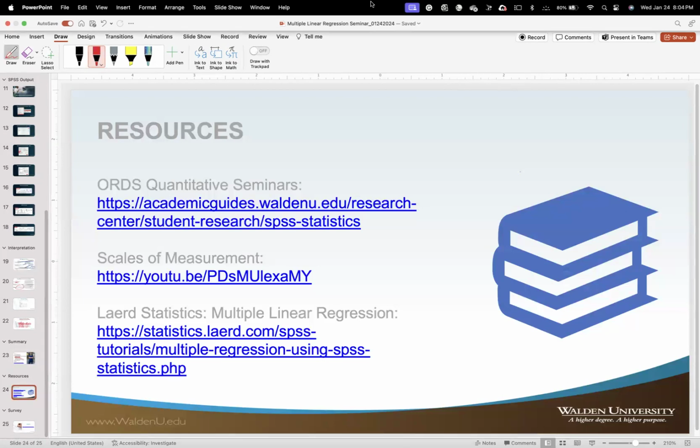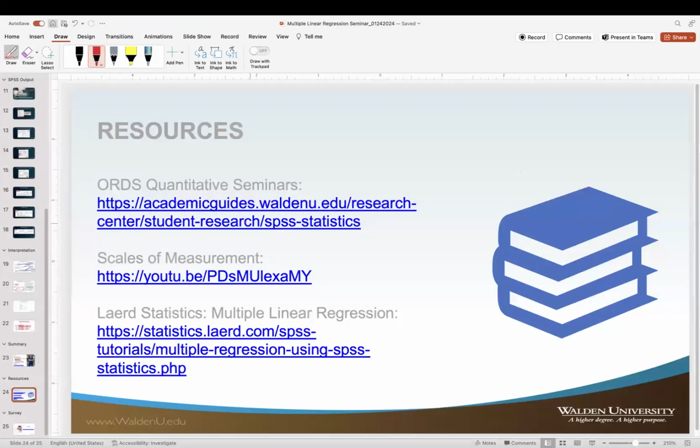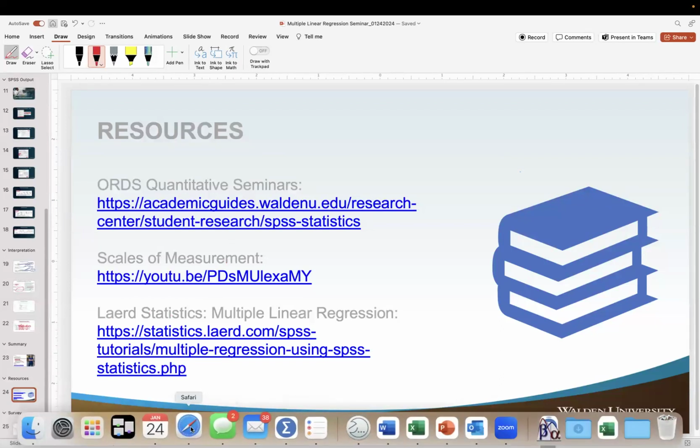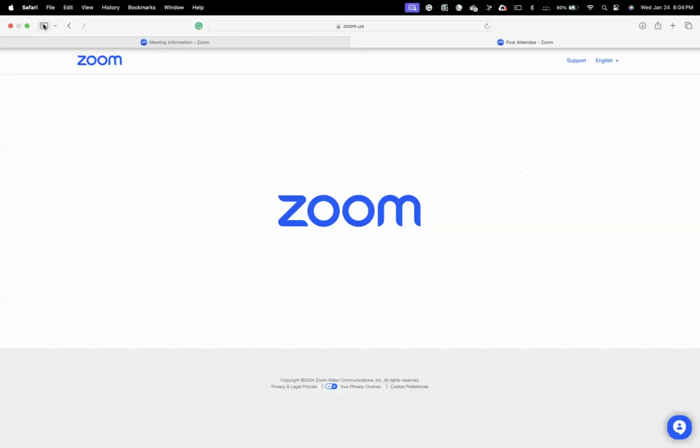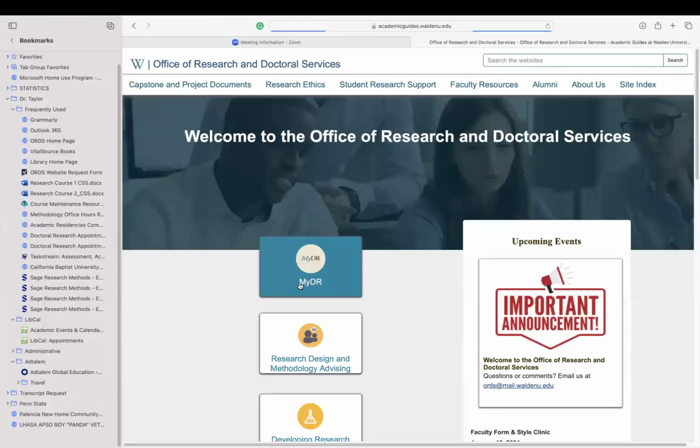The first thing I'm going to point you to will be the ORD's website, the Office of Research and Doctoral Services, where I work. This is our website, okay? This is a scale of measurement, a more in-depth video tutorial on that. And here's a website called Lund Statistics on Multiple Linear Regression. But what I want to do now is take you out to the Office of Research and Doctoral Services website, okay? That link that you'll have.